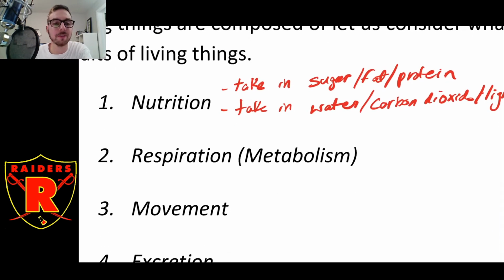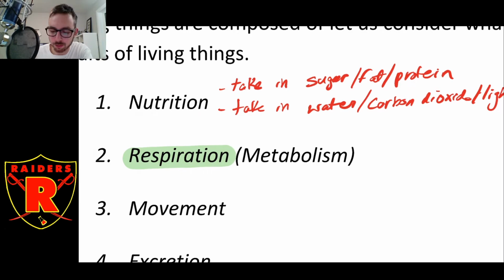Two, does it have some type of metabolism? So I wrote respiration here. Not every organism has cellular respiration specifically. Like there are other systems that are used to derive energy, but cellular respiration is the most common.